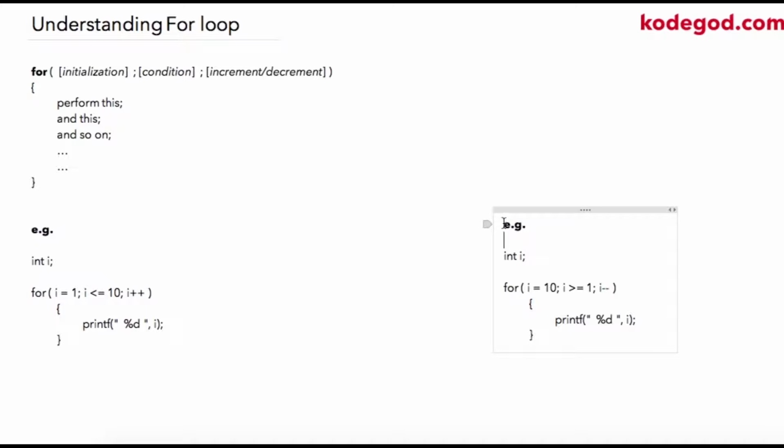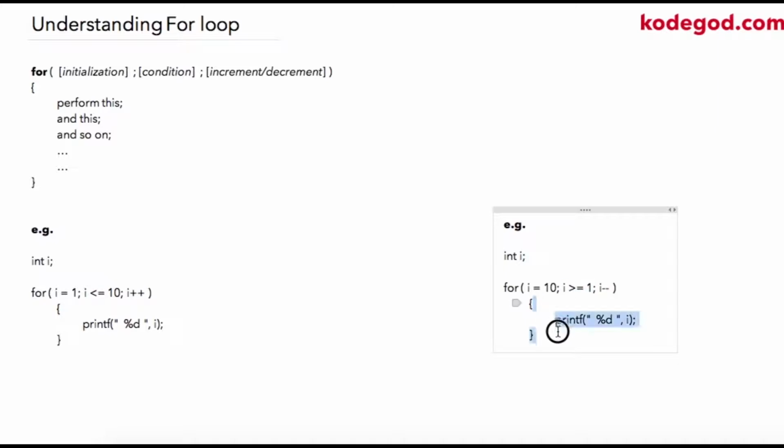Let us take another example where we are going to print numbers 10 to 1. So again, I am declaring my variable I, and inside the for loop, I am initializing I to 10. Then the compiler will check the condition whether 10 is greater than or equal to 1, which is a true condition. So it will go inside the loop and print I. Once the block of the for loop is executed, it will decrement the value of I to 9. So again, it will check the condition. 9 is greater than or equal to 1, which is a true condition.